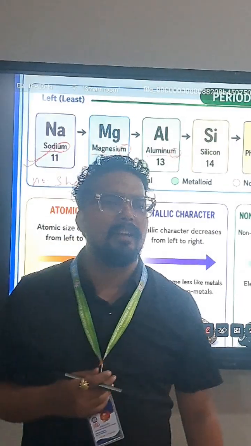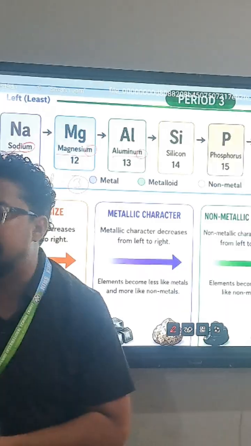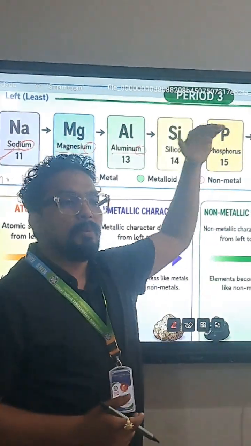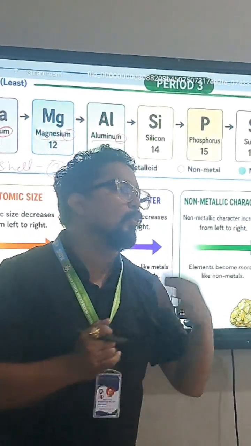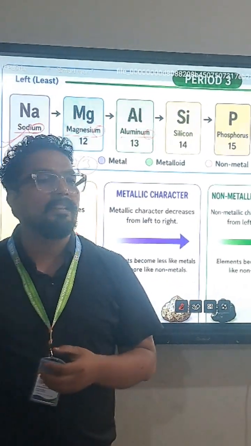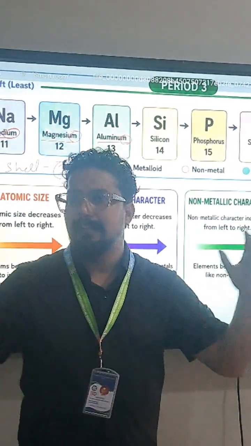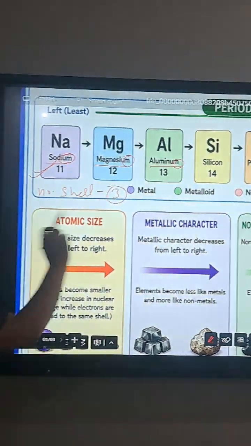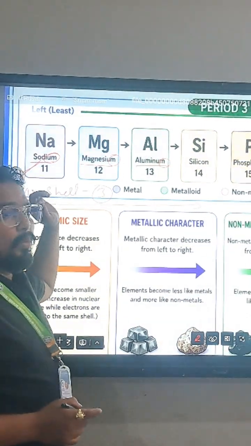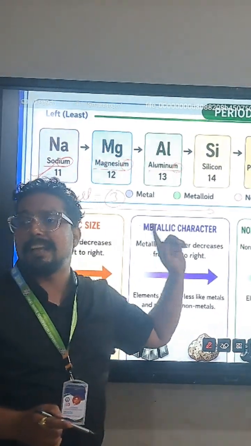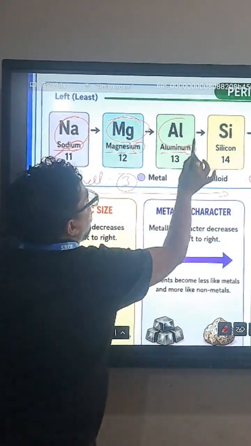In a group we have read that when we move from top to bottom, in case of metals, the atomic size increases and reactivity also increases. From that discussion, what we found is that for the metal to be more reactive, the atomic size must be larger. So, what I said in the first lecture, when we move from left to right, what happened to the atomic size? Decreases.